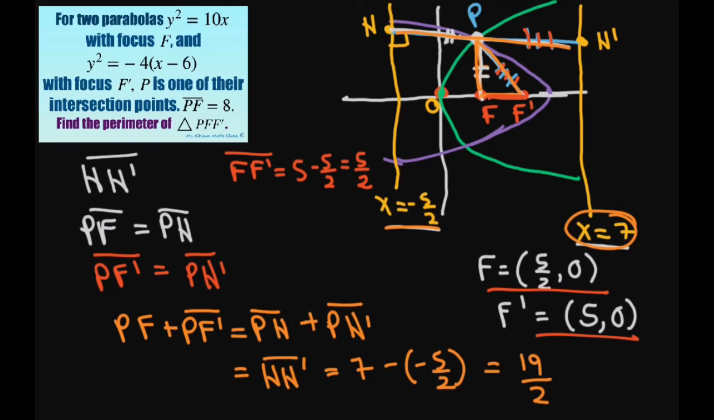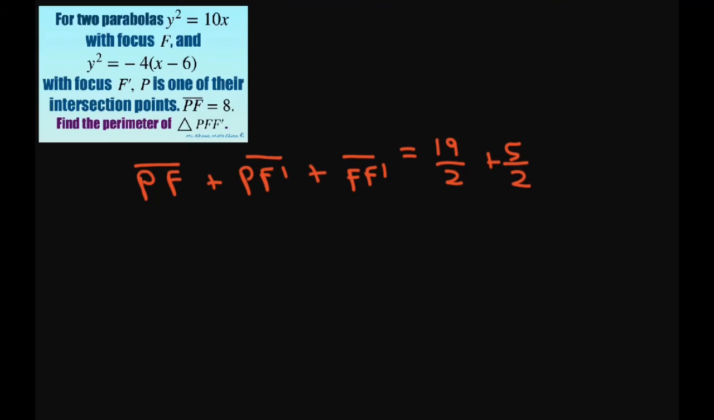All right. So now that we have that, we're just going to add up all the sides. We have all the sides here. So the perimeter is going to equal PF plus the length of PF prime plus the length of line segment FF prime. So basically this is just going to be 19 divided by 2 plus 5 divided by 2, and this is going to equal 24 divided by 2, which equals 12. So that's your perimeter of the triangle PFF prime.